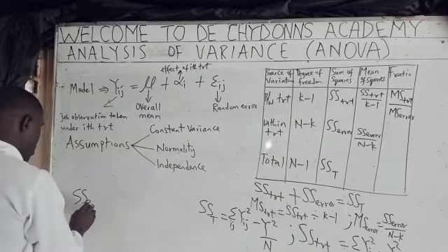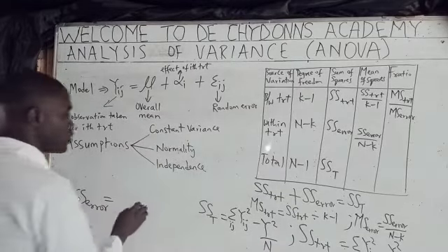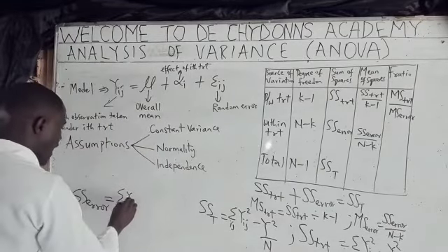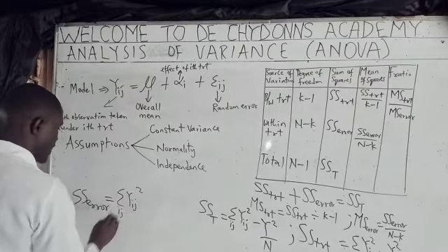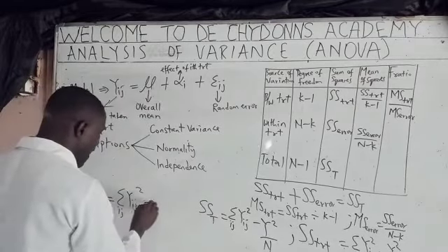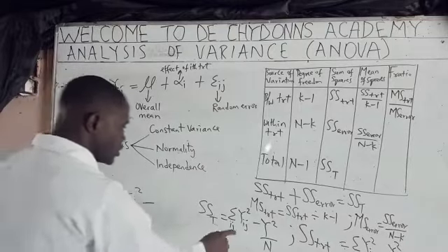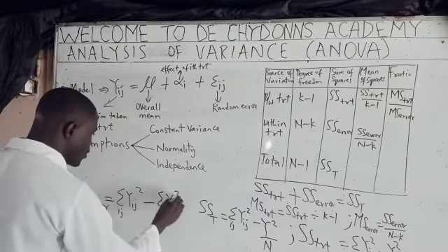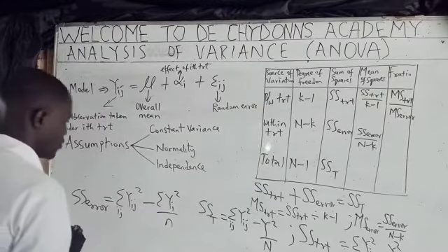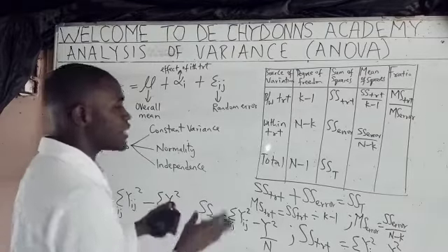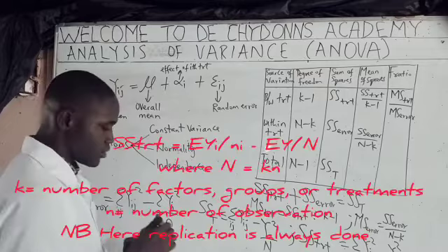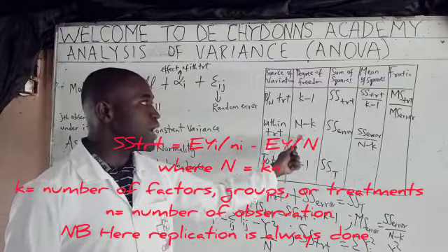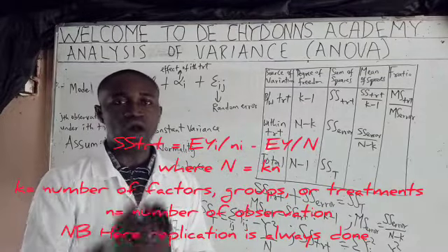Then the last one, since SS treatment plus SS error equals SS total, that gives us that SS error will now be equal to summation of Yij squared under ij, minus summation of yi squared all over n. Okay, so these are important formulas we need on this topic. We want to see calculation on this topic, so we'll leave this table here as we solve the calculation. See us in the next video.